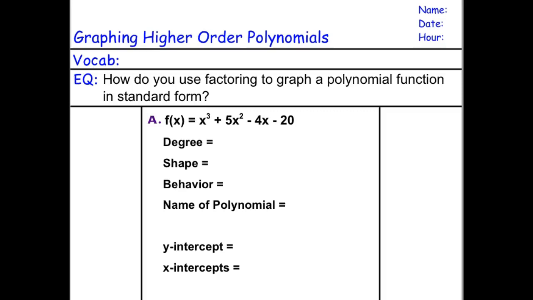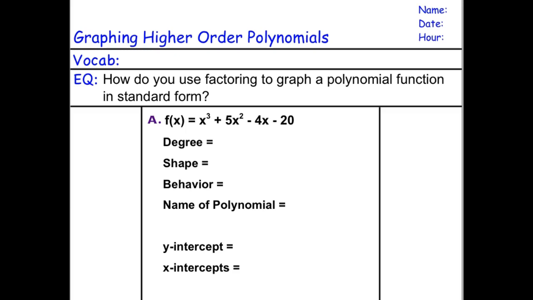Welcome back, everyone. We're hitting up day 2 of graphing. Today we're working with standard form. We start off today with f of x equals x cubed plus 5x squared minus 4x minus 20.